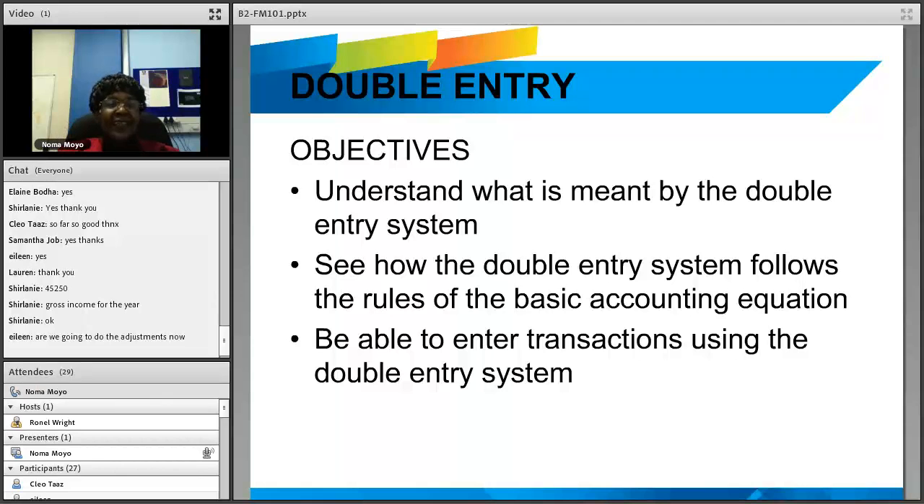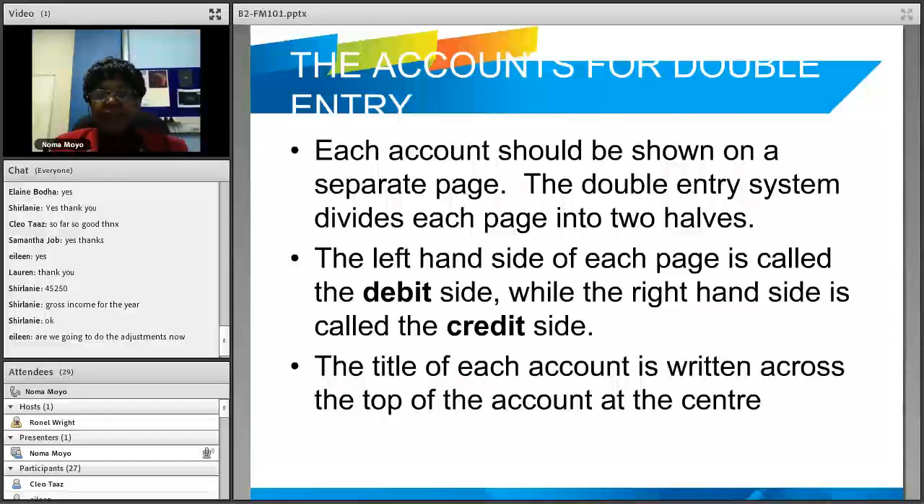Okay, double entry. We are saying our system is called the double entry, meaning that for each transaction, there is always a debit and a credit. So we are looking at double entry now. The account for double entry, each account should be shown on a separate page. What do we mean? Furniture account should be on a separate page, motor vehicles on a separate page, debtors on a separate page of the debtors ledger. You know, we have everybody having his own page. Each account should be shown on a separate page.